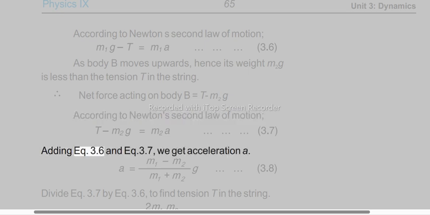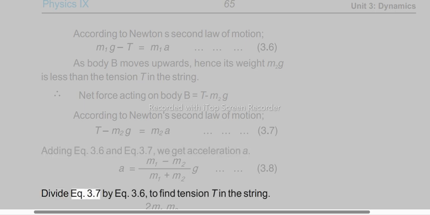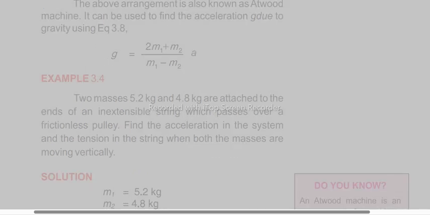Adding equation 3.6 and equation 3.7, we get the acceleration a. Divide equation 3.7 by equation 3.6 to find the tension T in the string. The above arrangement is also known as the Atwood machine. It can be used to find the acceleration g due to gravity using equation 3.8.